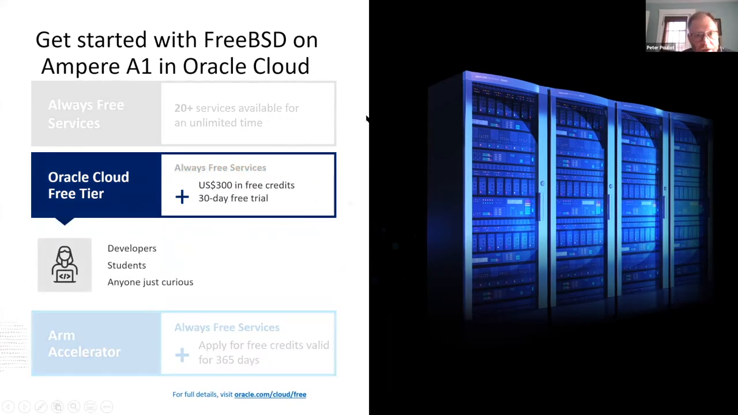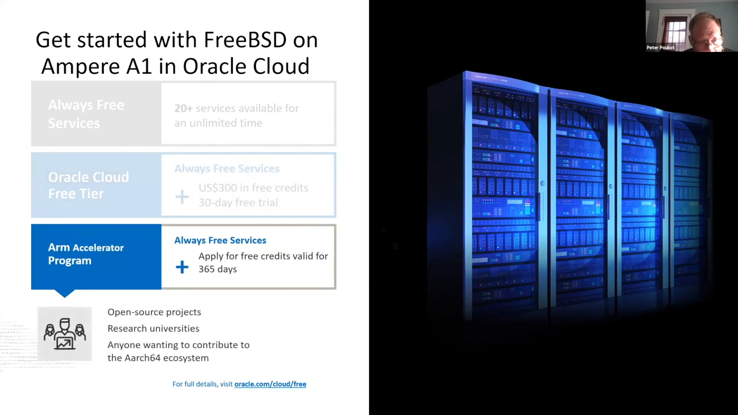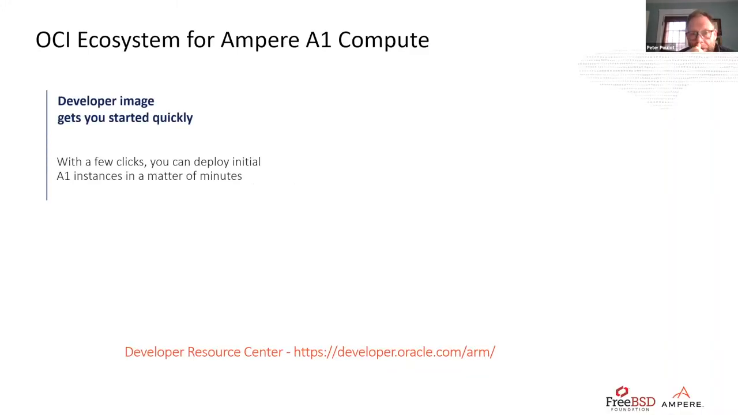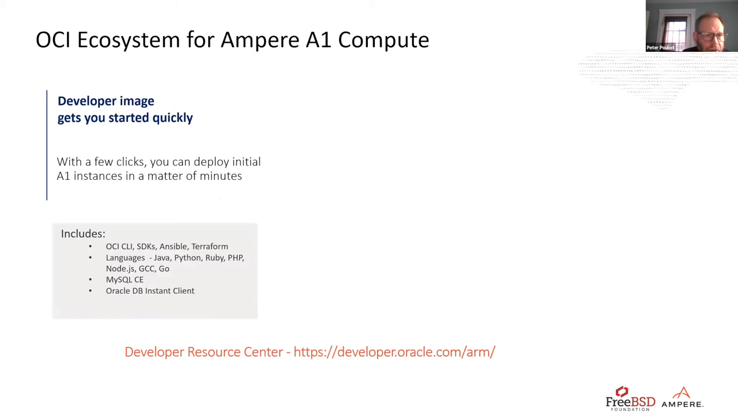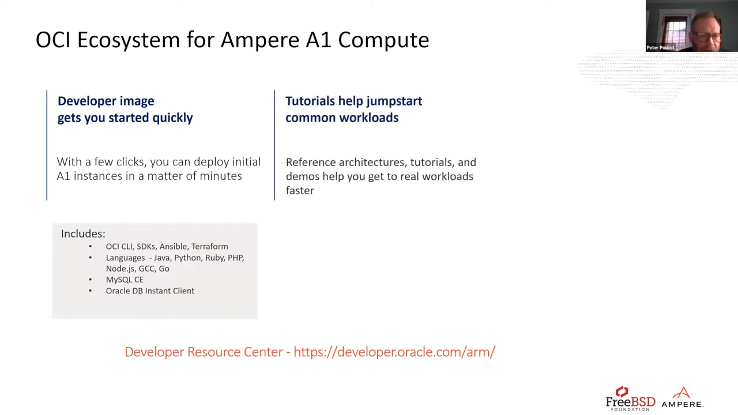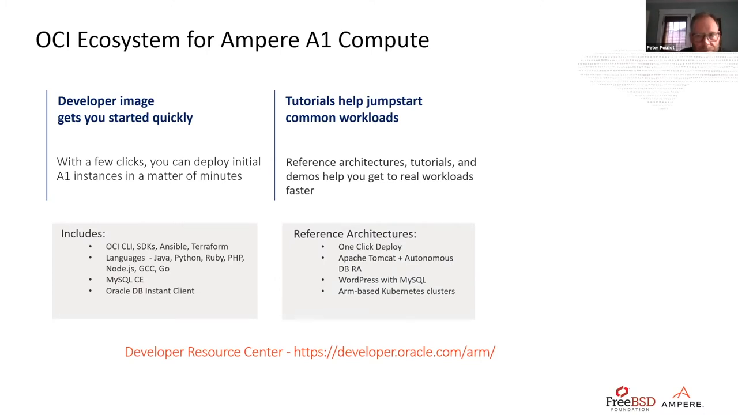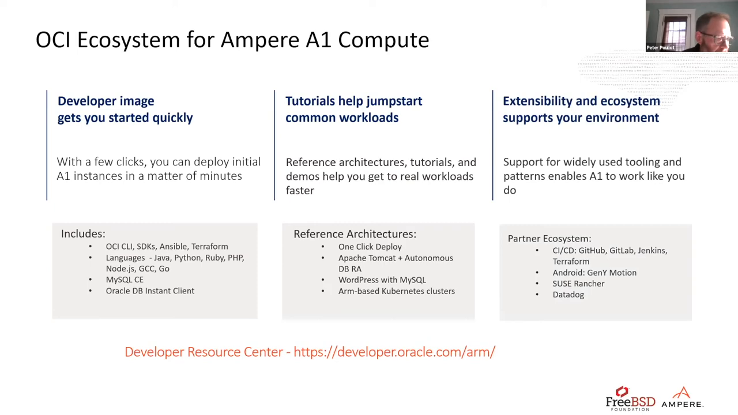As we were saying, with that free tier you also get additional credits. And there's also an ARM accelerator program for open source projects that want to have more compute time on the cloud, and that can be applied for through Oracle's site. Oracle spent a lot of time building a strong ecosystem to help developers around the A1. They have some Linux instances that are already curated with a series of tooling and software stacks to help provide a quicker time to doing things on the Ampere A1. So this is just some information about that.